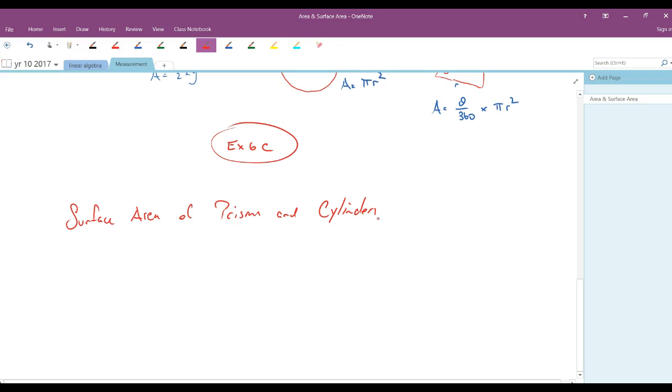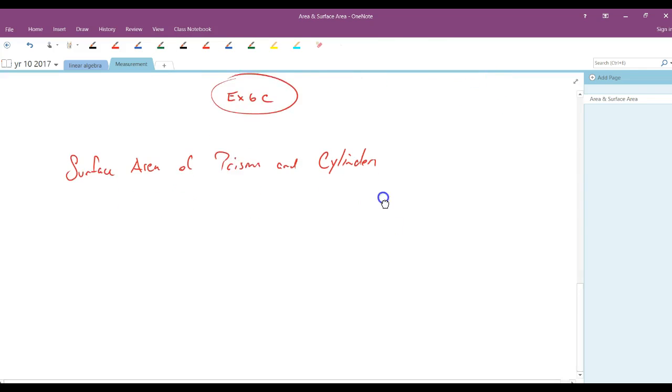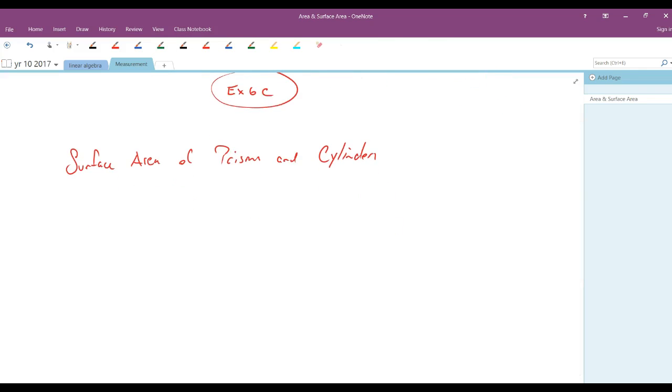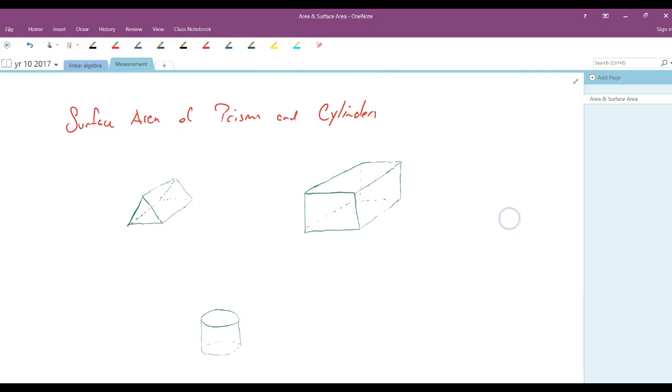So what we're looking to do here is take a three-dimensional shape and make some calculations as to the surface area of the surface. Okay, I've just drawn out some prisms here.